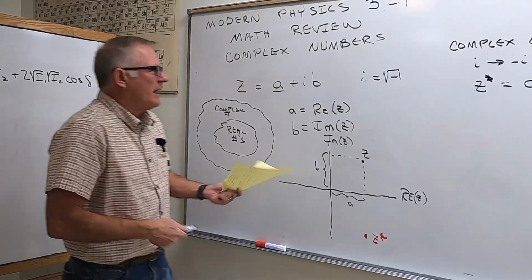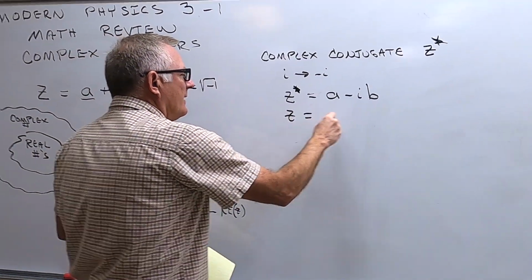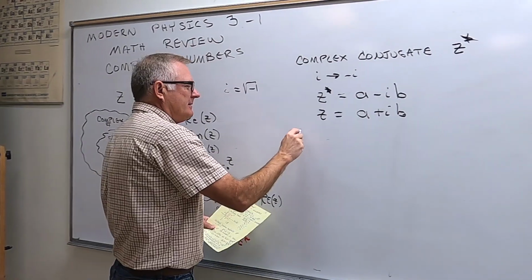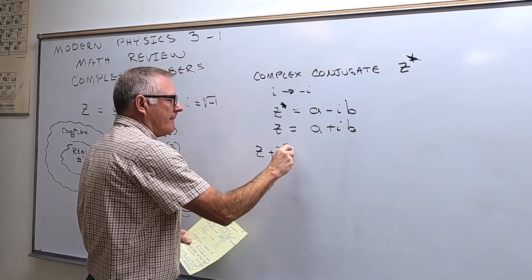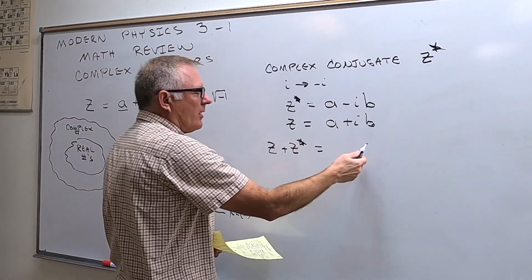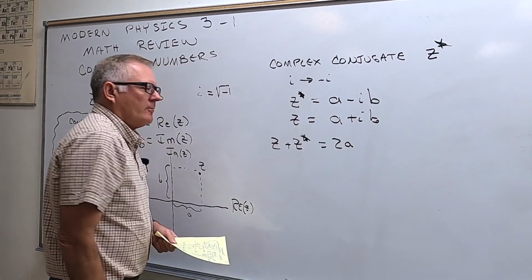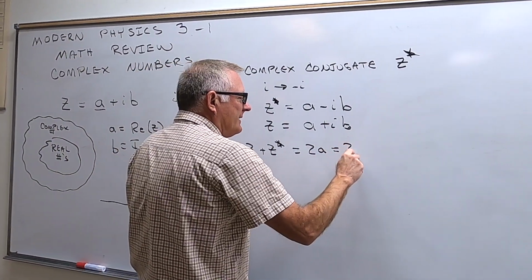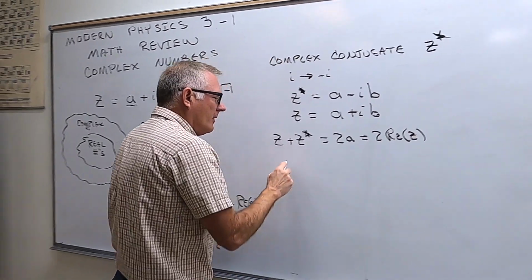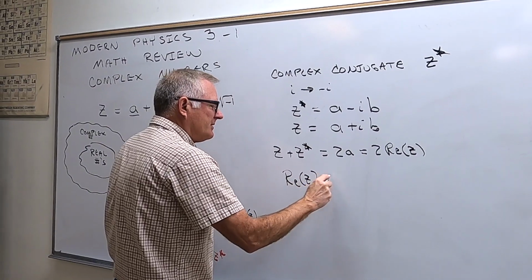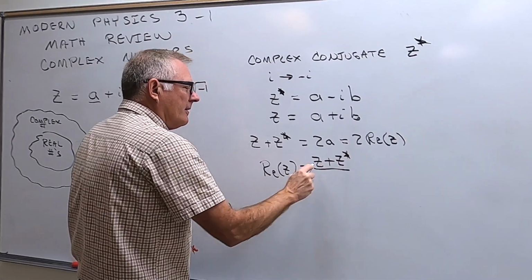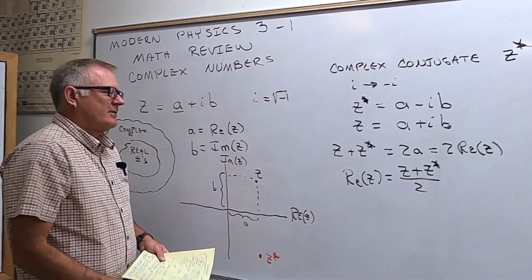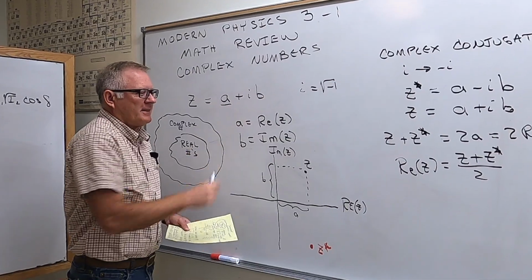Now you notice, since z equals a plus ib, if I add z plus z star, the ib's drop out and we just get 2a. We called a the real part of z, so this is twice the real part of z, or the real part of z is just z plus z star divided by 2. So if you want to get the real part of z, add it with its complex conjugate and divide by 2, or it's just the part that doesn't have the i in it.